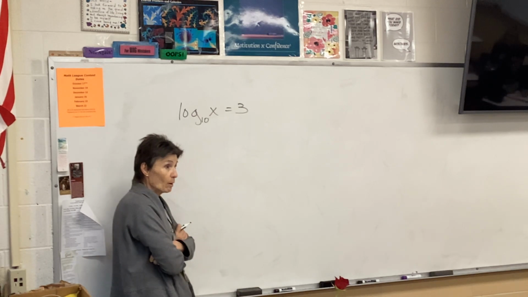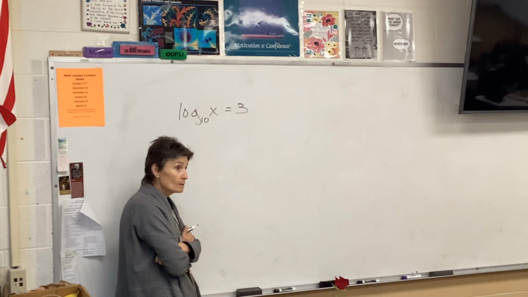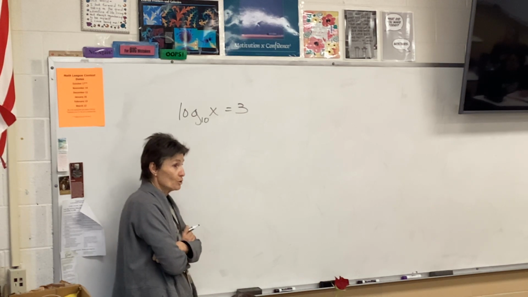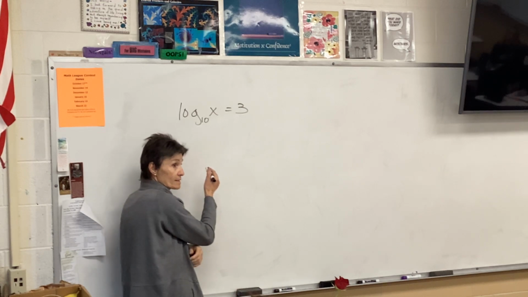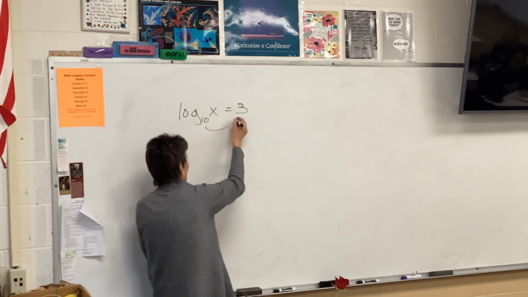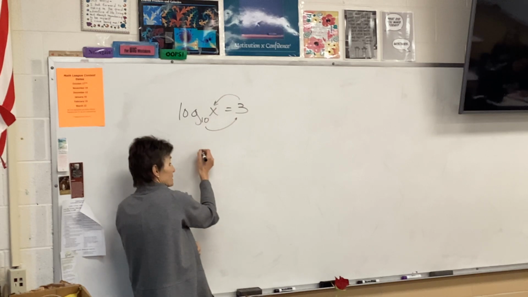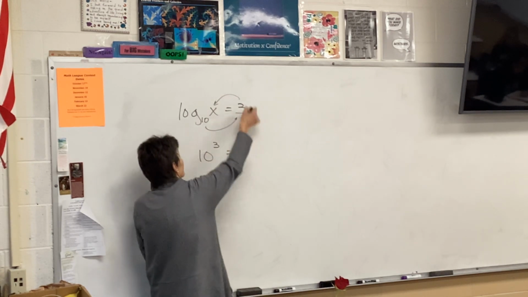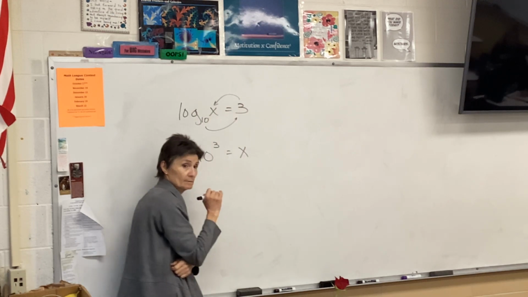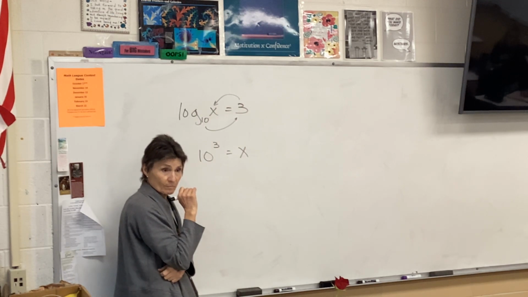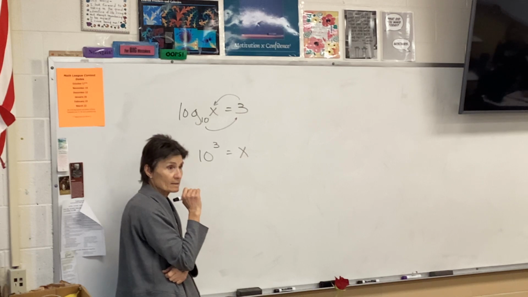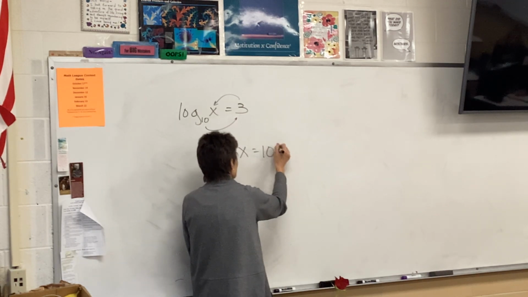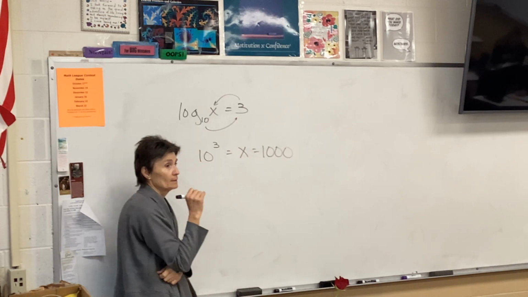Now what? We're going to do the same thing we were doing on the other page. We're going to log roll this. So what does it say when I log roll it? N to the third equals X. So what's X? 1,000. So the answer to the problem is 1,000.